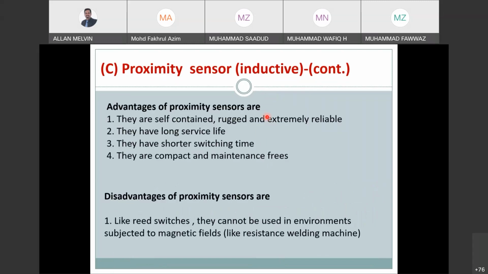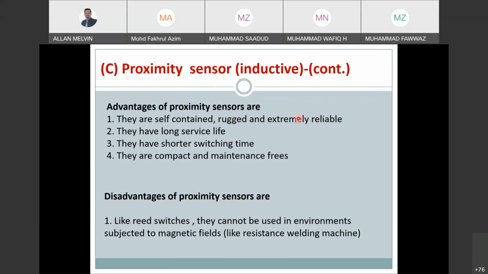Okay, so advantage of proximity sensors, they are self-contained, rugged and extremely reliable. Okay, so self-contained maksudnya, so it can be used easily. Okay, so no much hassle, and it can be used for a long time. Sebab itu dia extremely reliable. Detect based on apa yang coming nearby. So if nothing comes nearby, dia takkan detect. So normally dia susah nak rosak. That's why they say rugged. Okay, so extremely reliable. So that's why it's used in production line.